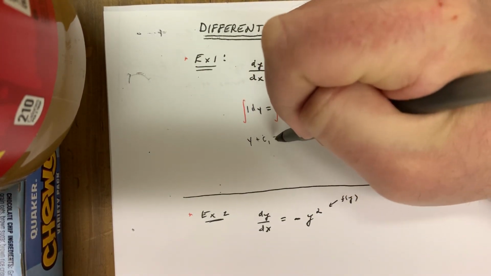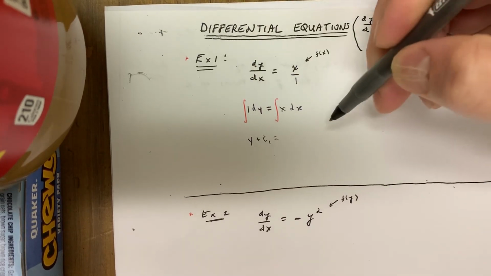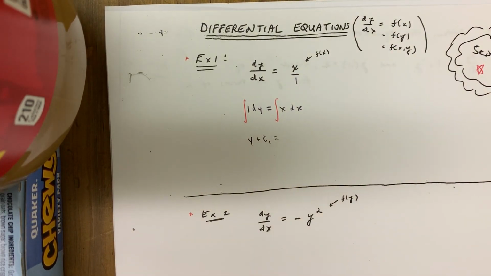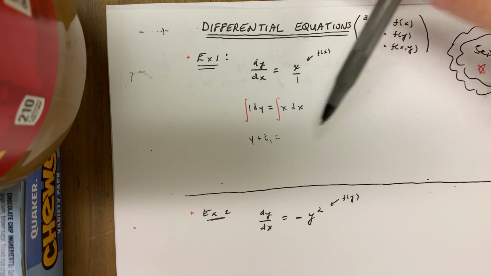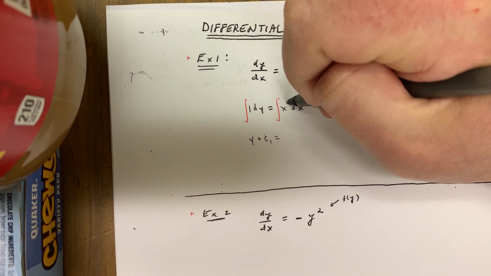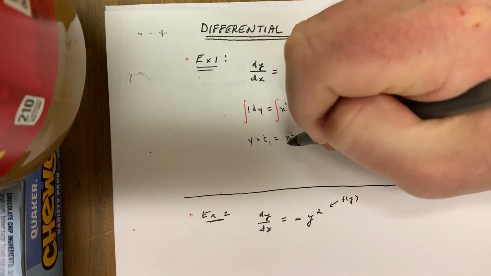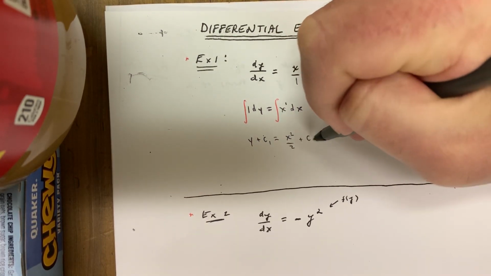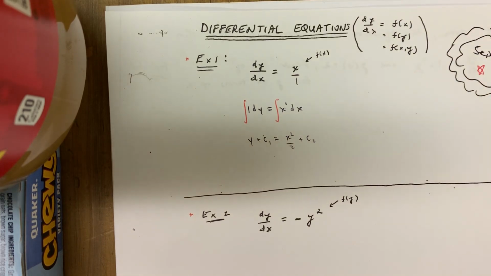Which I'm actually going to say is c sub 1 over here, because another c is going to be generated on the other side. You'll see after this problem, you don't have to worry about generating a c on both sides. We'll talk about that in a minute. But if you actually integrate the right-hand side, integrate x to the first, we get x squared over 2, plus another constant, not necessarily the same one, so I'll call it c sub 2.